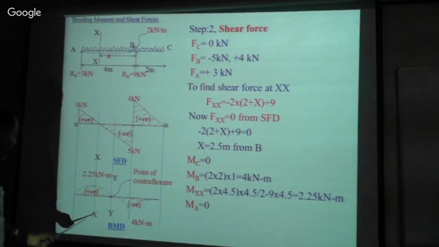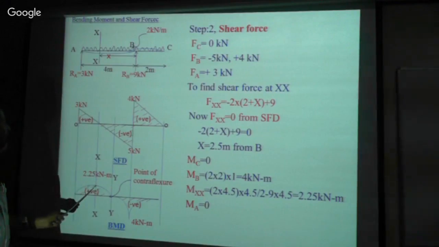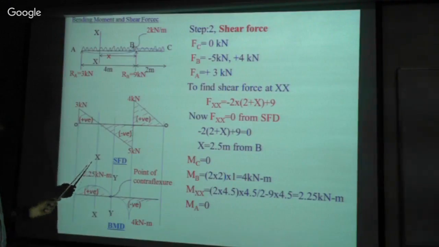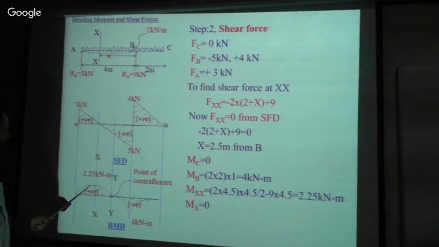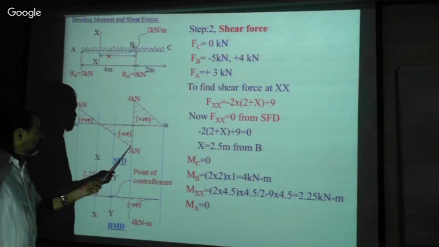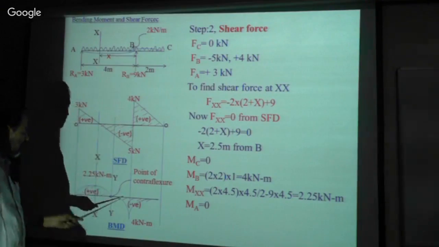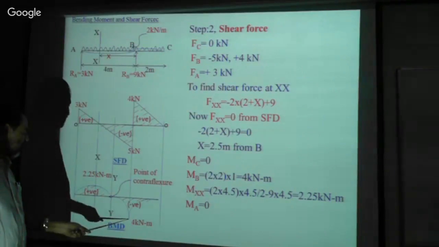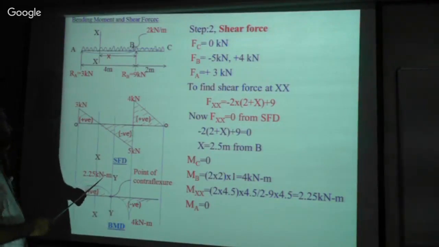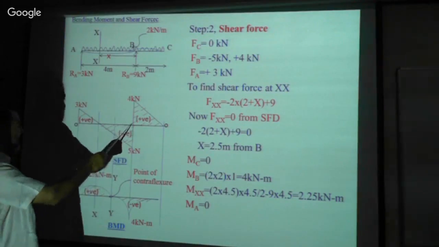Now, this is where the bending moment is maximum, isn't it? The bending moment is maximum at this point. And similarly, here, the shear force changes from negative to positive. Therefore, this is the maximum bending moment, at the point where the shear force changes its sign.